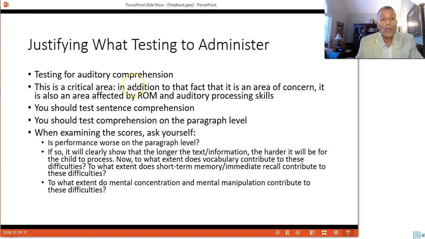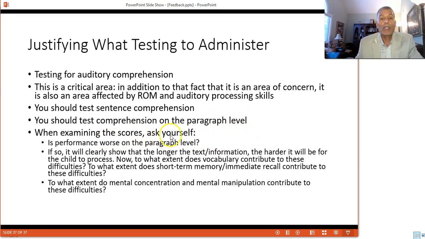Testing for auditory comprehension is again a critical area. In addition to the fact that it's an area of concern for the person, it is also an area affected by recurrent middle ear infections and auditory processing skills. You should test sentence comprehension. You should test comprehension on the paragraph level. And you can do this by either the SELF or the CASTLE or some other test that evaluates this area.